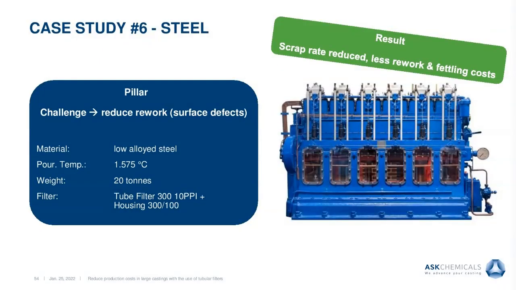Another case study, also steel, it's a casting called pillar. This was really also a big one, 20 tons, low alloy steel. And here also we had to reduce the rework, and we could reach it by implementing simple tube filters and housing of the biggest type. The effectiveness of production of these castings was increased. The rework could be reduced, and the fettling costs dropped down greatly.